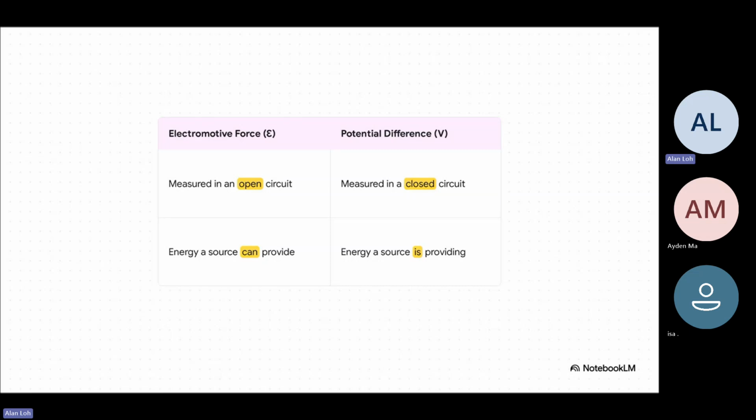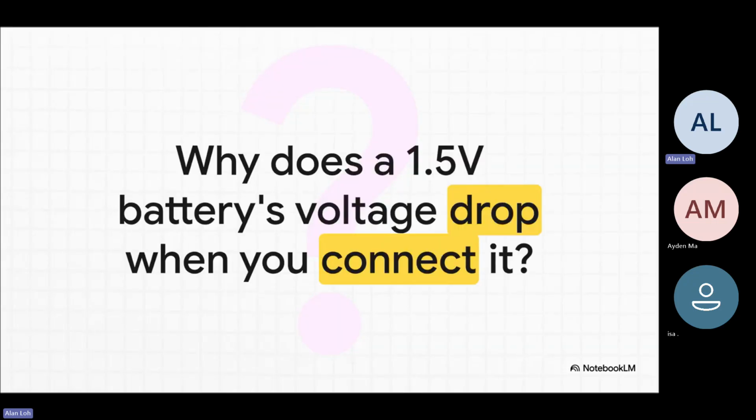EMF is what the battery can provide in a perfect world, its total potential. Voltage, on the other hand, is what it's actually delivering once the current starts flowing. Think of it as potential versus actual performance. This actually explains something you've probably seen happen. You get a brand new 1.5 volt battery, right? But the second you pop it into your remote and start using it, the voltage isn't quite 1.5 anymore. It drops a little. So what's going on there?